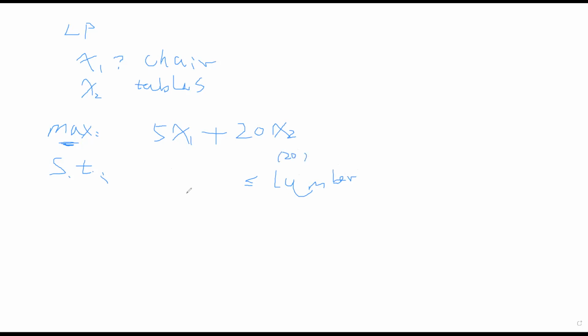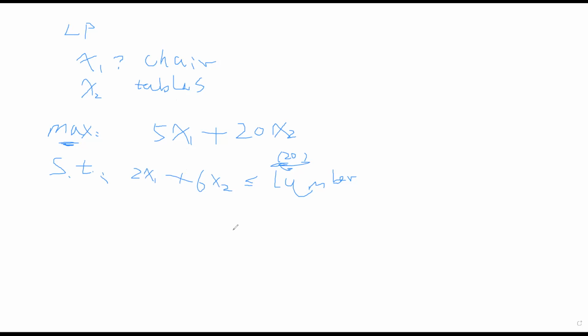In that case, each chair probably needs, I don't know exactly how much, let's assume 1 square foot of lumber, for example. Let's use 2. So 2 square feet. But the table you probably have to use, let's say, 6 units of lumber, right? And then in this case, 2x1 plus 6x2 has to be less than or equal to 20. That's one of my constraints, right?